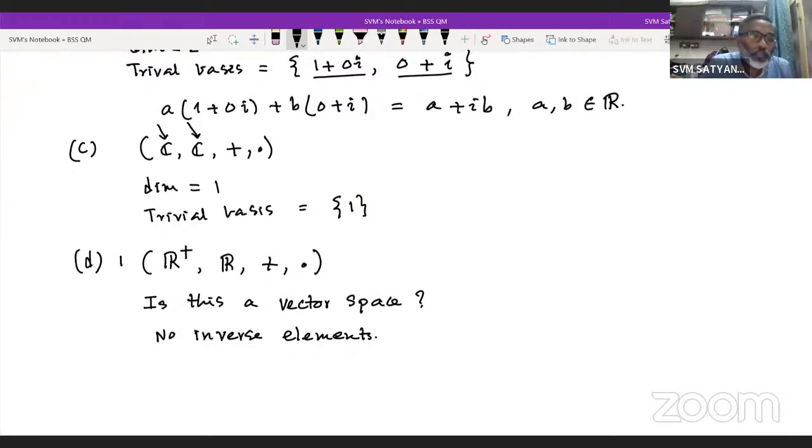Okay, so this is D1. So it is not a vector space.